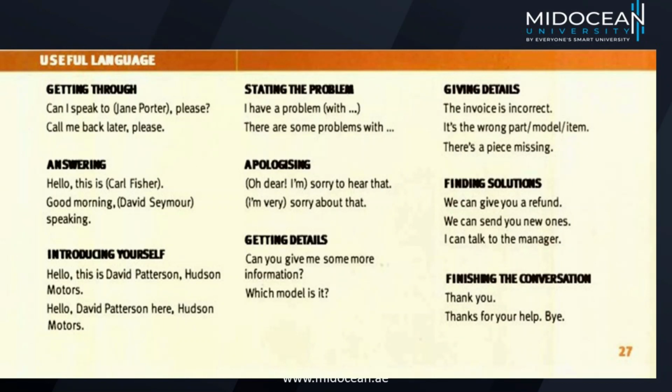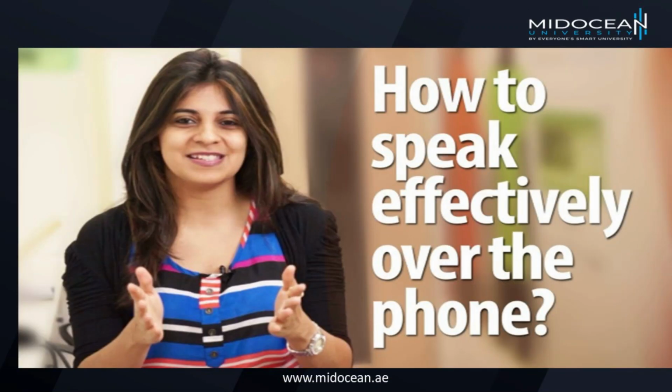Giving details: This invoice is incorrect. It's the wrong part, or the wrong model, or the wrong item. There is a piece missing. Finding solutions: We can give you a refund. We can send you new ones. I can talk to the manager. Finishing the conversation: Thank you, or thanks for your help. Bye.